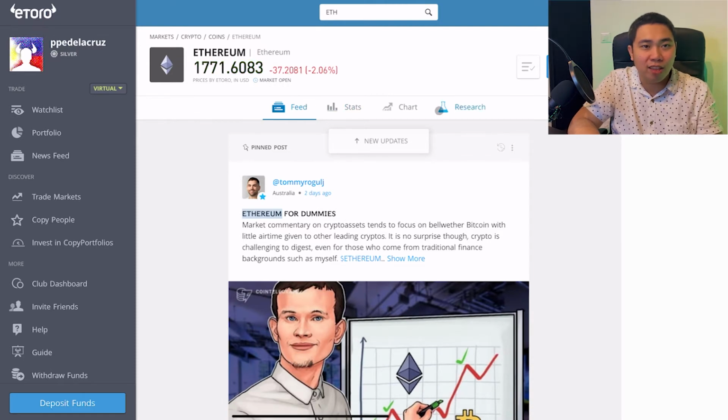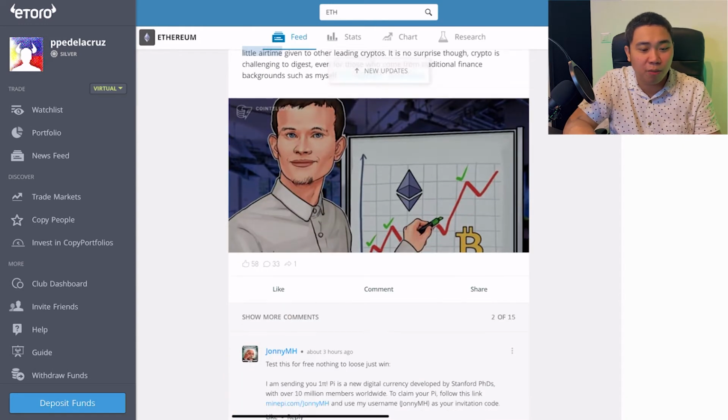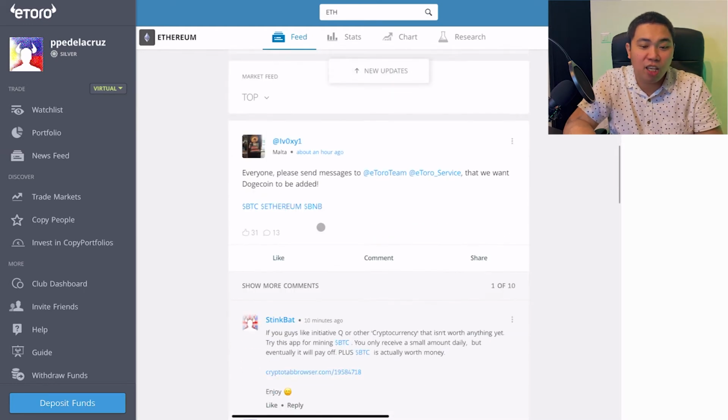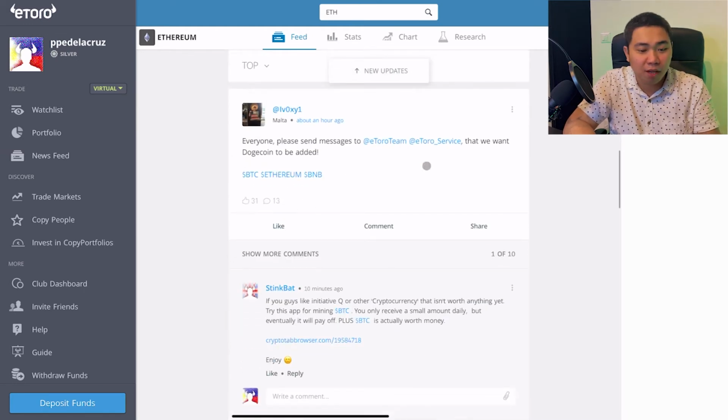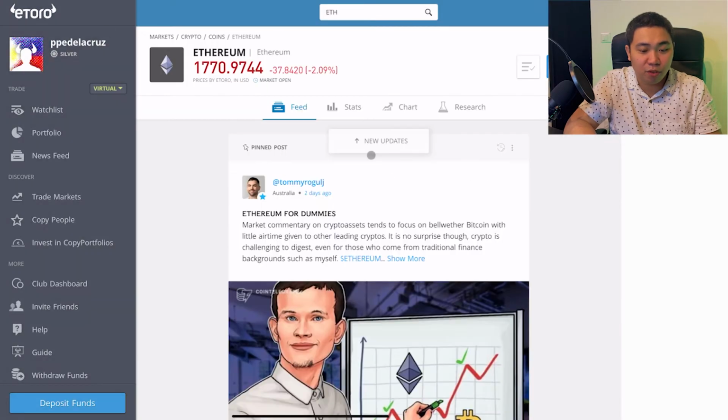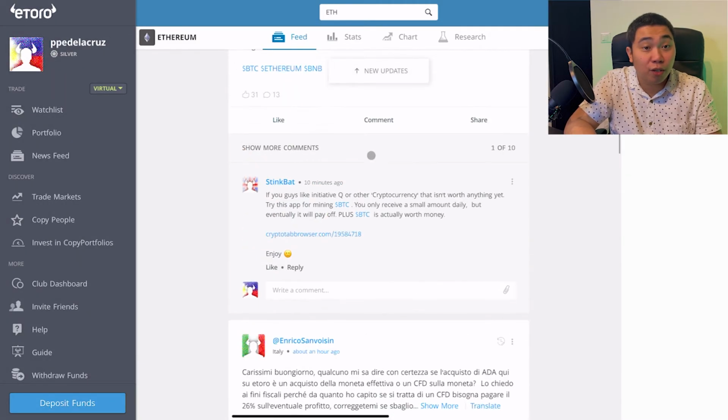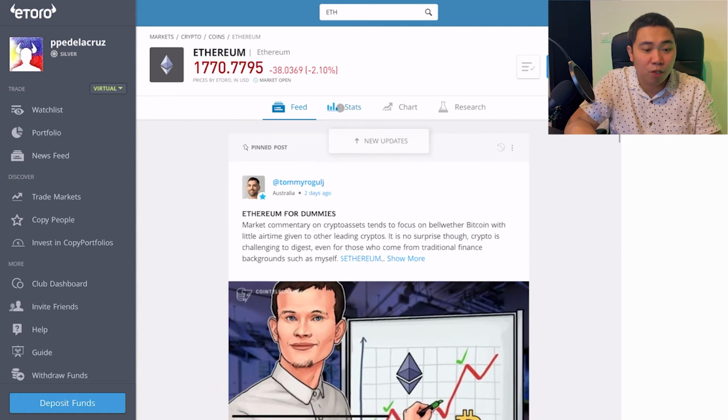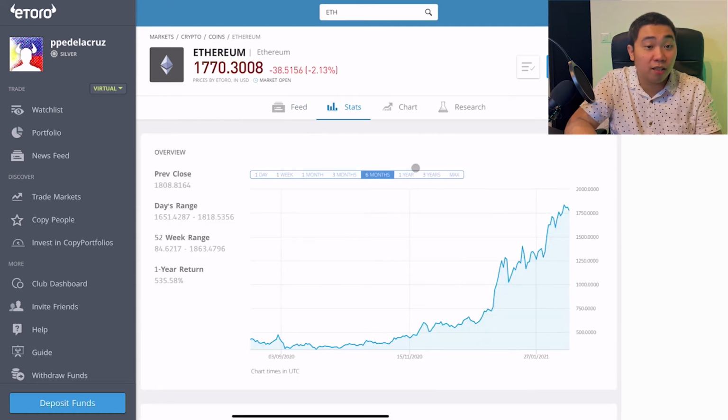One is a newsfeed tab, which again, similar to any social network, you would have different posts on Ethereum from different users, and you will be able to read maybe different kinds of comments, whatever they are. So you can just go through that. You can also look at the stats tab, which will show you what are the key indicators here.